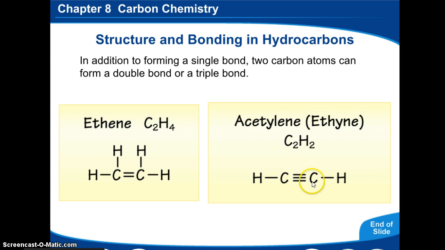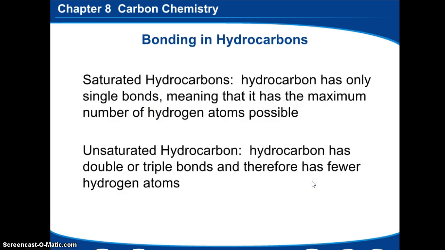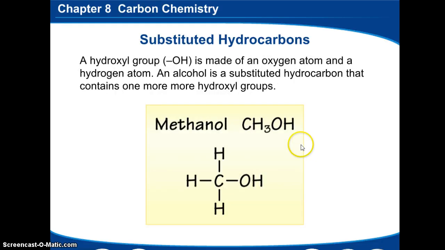Saturated hydrocarbons means that the hydrocarbon has only single bonds all the way around. It has the maximum number of hydrogen atoms possible attached to the carbon. Unsaturated means that we have double bonds or triple bonds present. So we have fewer hydrogen atoms.